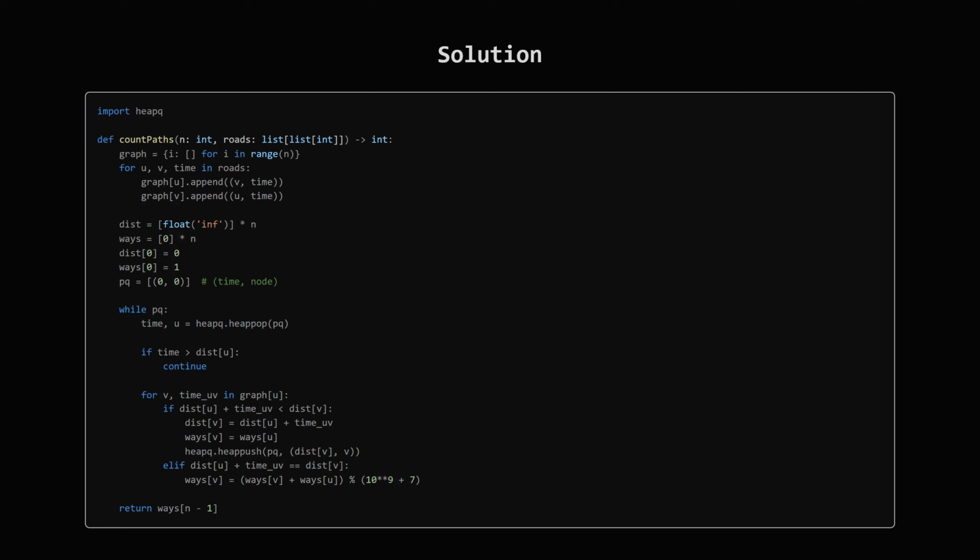We initialize a graph represented as an adjacency list, and two arrays, dist to store the shortest time to reach each node, and ways to store the number of ways to reach each node in the shortest time. We start with a priority queue, PQ, containing the starting node 0, with time 0.